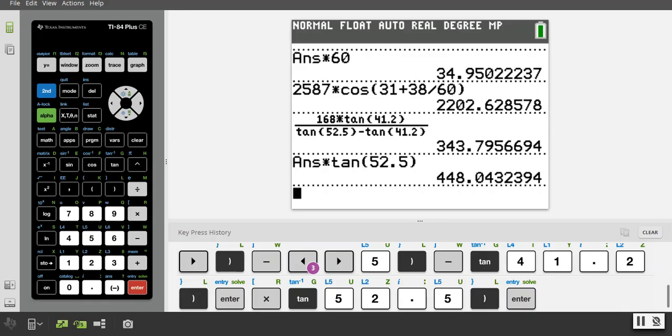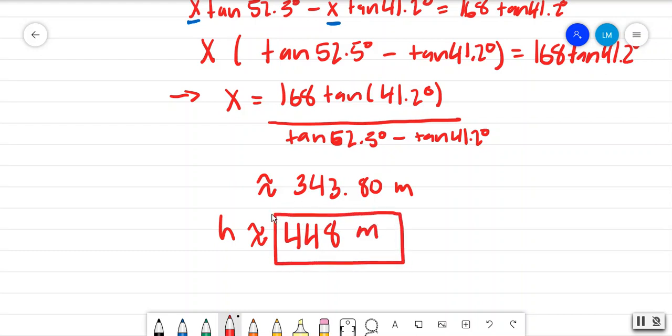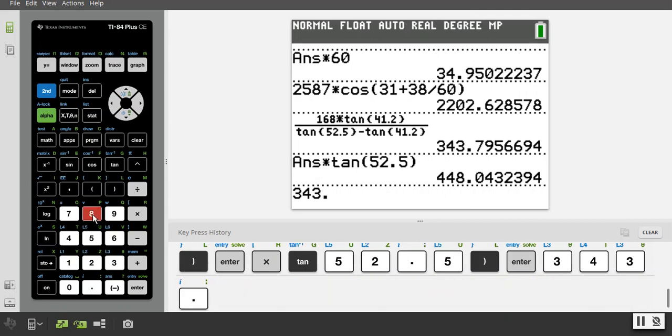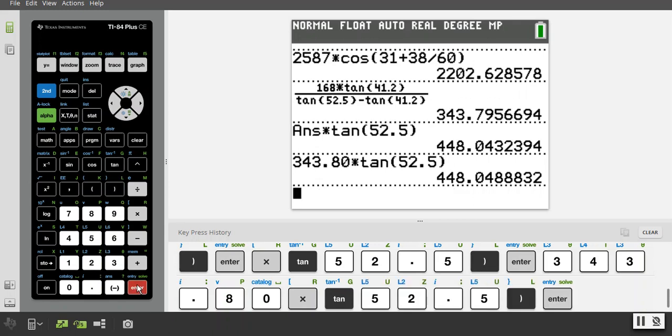Okay, so we have that that's going to be 448 meters. So this is actually the answer. And notice that if you would have taken 343.80, you would have probably gotten close. Let's see, multiplied by tangent of 52.5. Yeah, it's not too bad. It's just off by a little bit.